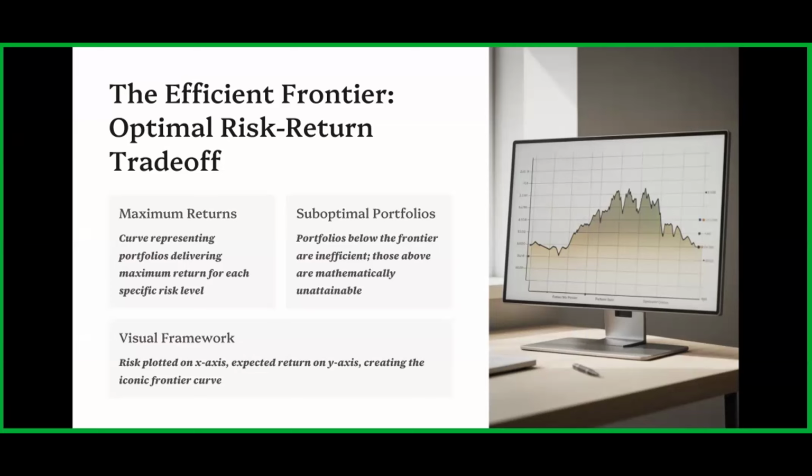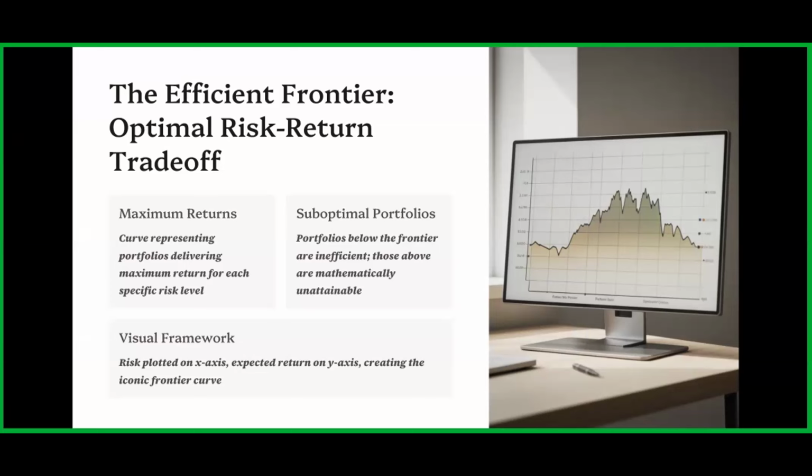Okay, so the curve represents the portfolio delivering the maximum return for each specific risk level. On the x-axis we show the risk, and on the y-axis we show the profit or the return level. So this is how we do the analysis with the help of the Markowitz model.